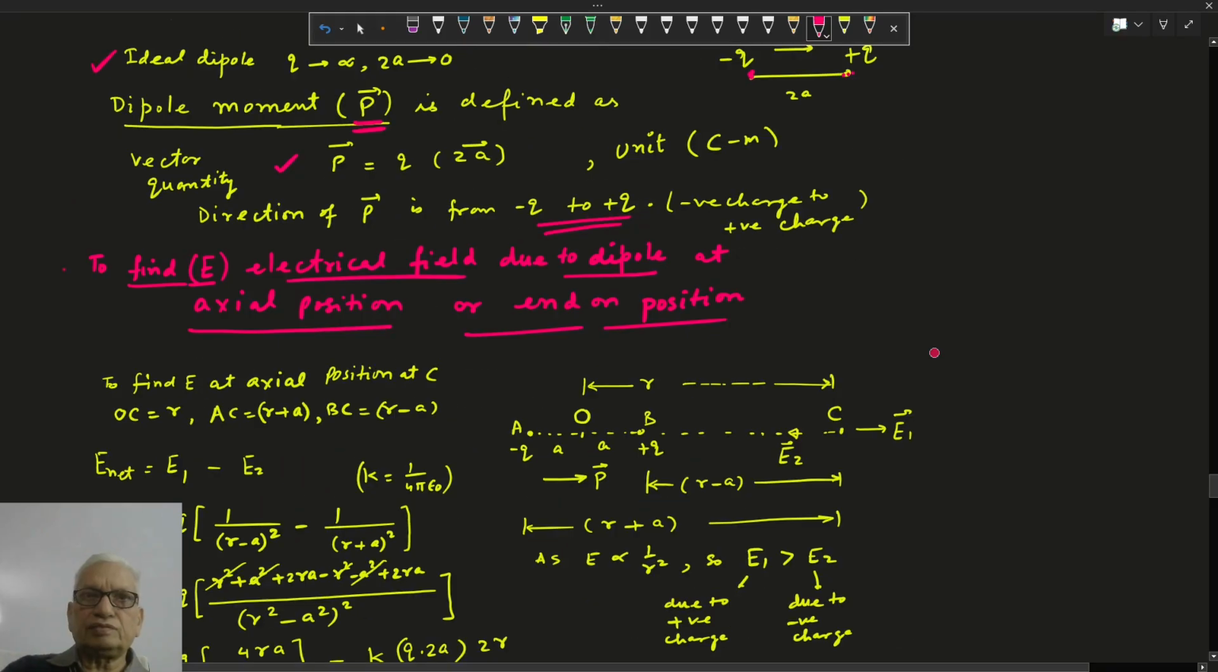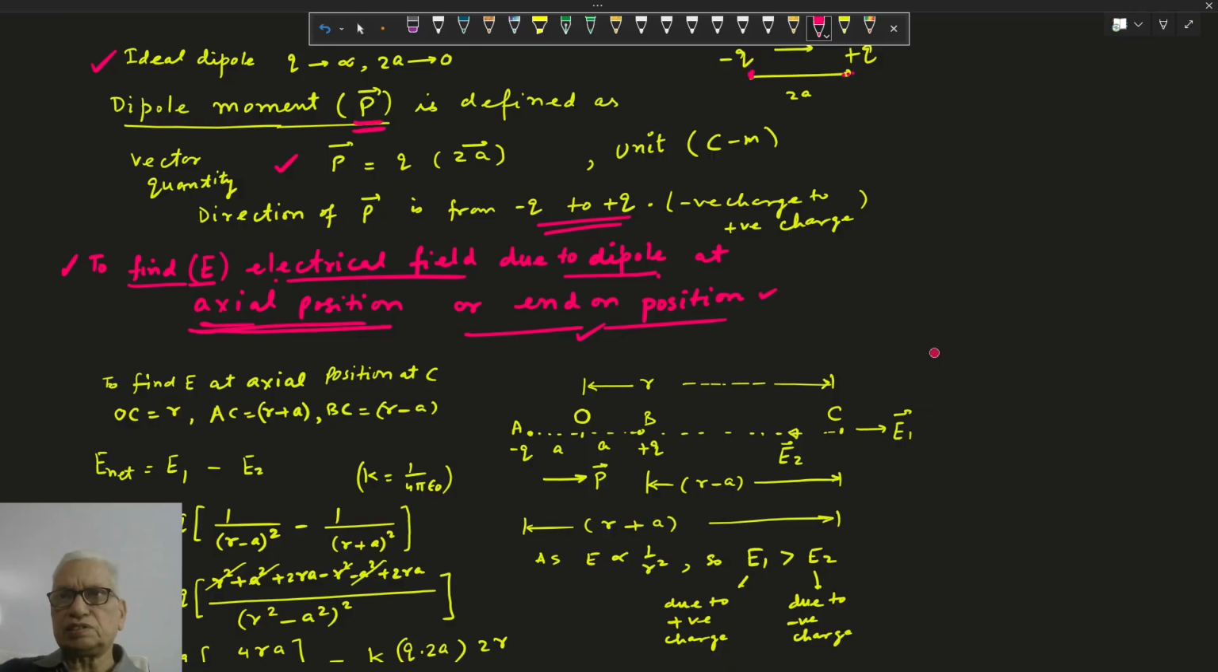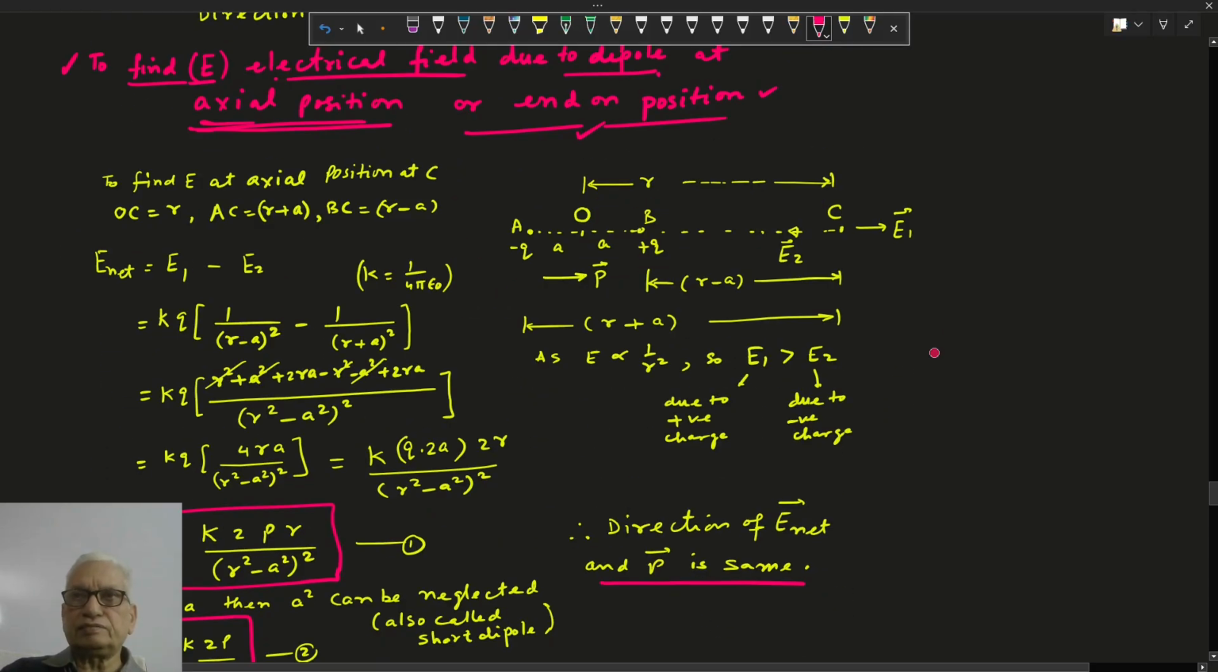Now we have to find out the electrical field due to the dipole at axial position. Sometime it is called end on position. अक्षीय position is also called end on position. To find out the electrical field due to the dipole at axial, there are two charges, negative, positive, at a separation distance 2a from the center at a point C at a distance of r. क्या निकालना? Electrical field from the center point C, एक गैप हो गया r, यानी center से r distance पे, axial position पे हमको, at axial position.